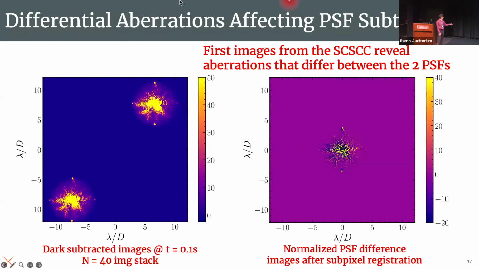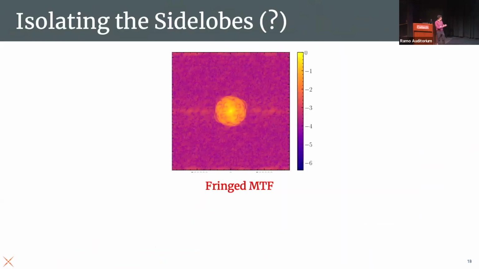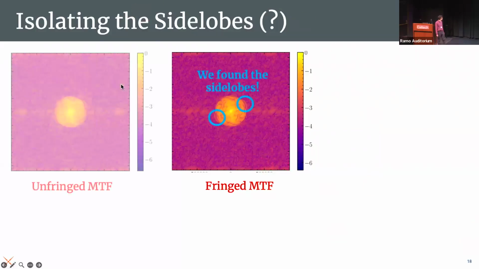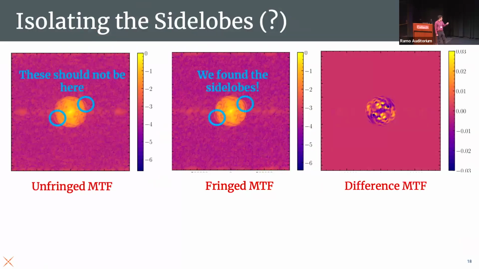And you see here that we attempted to mask out the PSFs in order to perform our subtraction and registration. And so now we can finally look at the side lobes. And we have actually recovered our side lobes within our fringed MTF, which is very encouraging, except that unfortunately we have also recovered them within our unfringed MTF, which is not what you want to see. And our difference MTF looks very noisy, in part because of these difference aberrations.